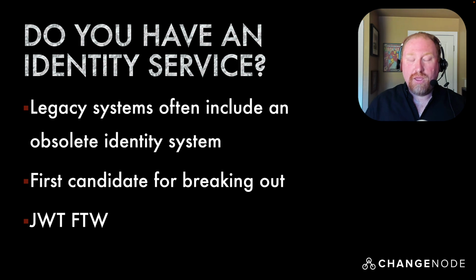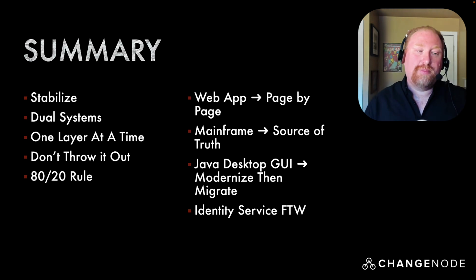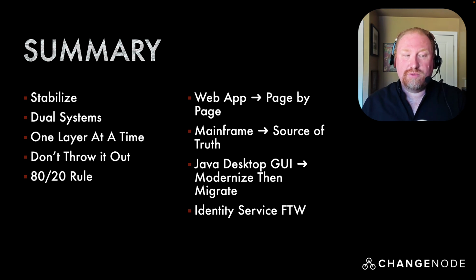It's really cool. To summarize, this is the list that we just covered. Stabilize, maintain dual systems, do one layer at a time, don't throw it out. Focus on the 80-20, look for the hot spots in the existing app that you may be able to get good wins out of early. Page by page if it's a web app, source of truth for mainframes, modernize and migrate for desktop GUIs, at least on the Java side. And then finally, think about your identity service.